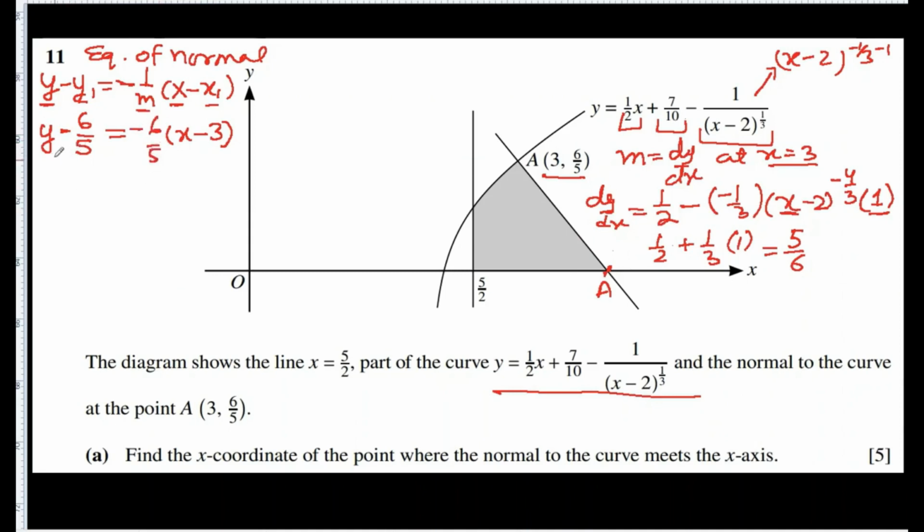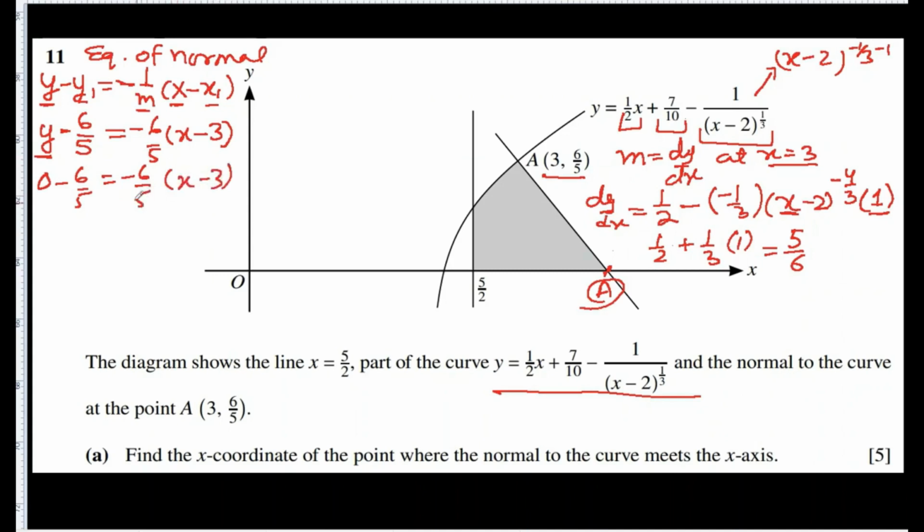Alright, let's find the x coordinate of A now. When the x-axis is cut by any graph, the y coordinate is 0. So we'll substitute that 0 here, and y will become 0 in the equation of the normal. So 0 minus 6 over 5 equal to minus 6 over 5 times (x minus 3).